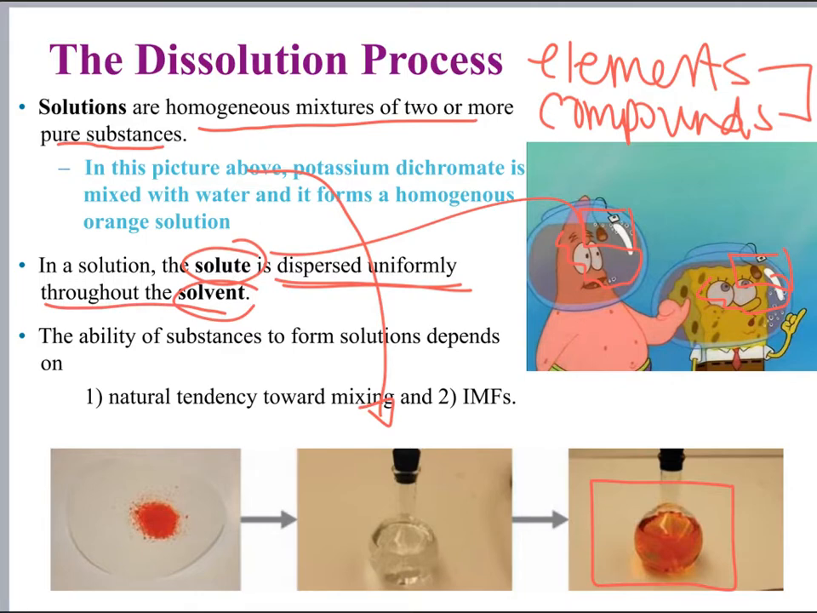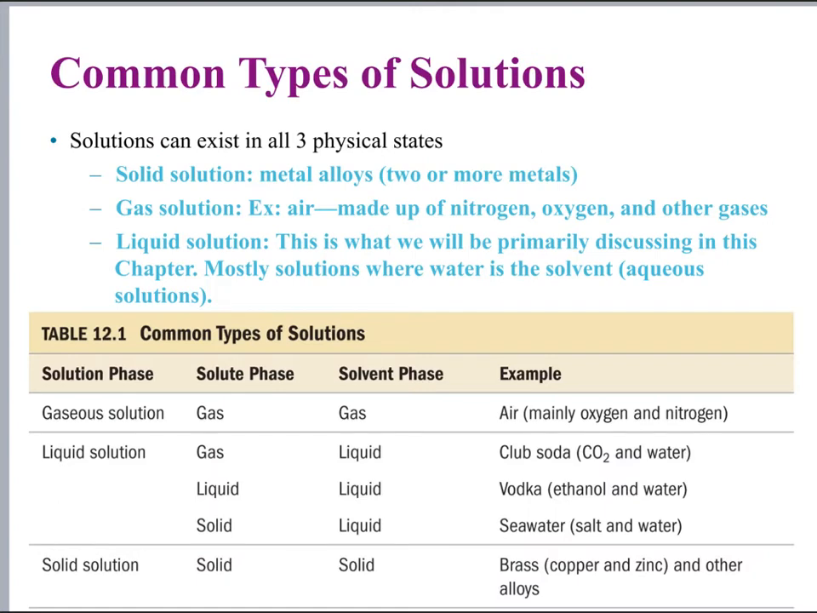The ability of substances to form solutions depends on two things: whether they're going to mix naturally, and also IMFs. Some common types of solutions, and I also want to point out that solutions can exist in all three physical states, are, for example, air. This is a gas solution where both the solvent and the solute are gas. Air is made up of a lot of oxygen and nitrogen.